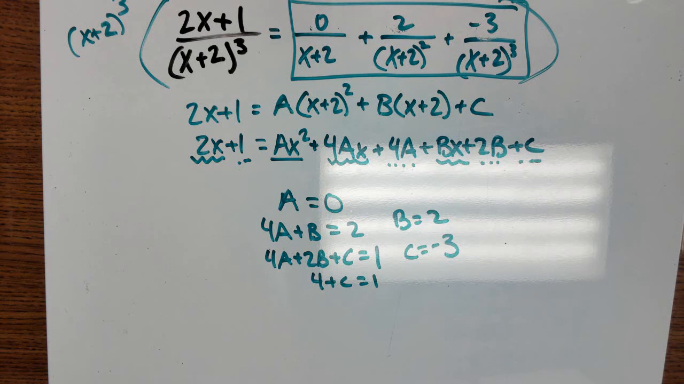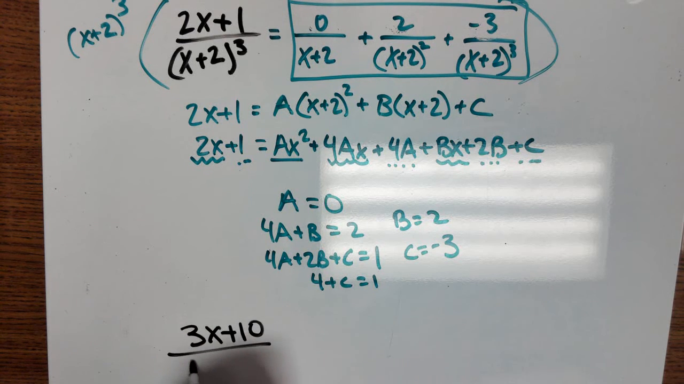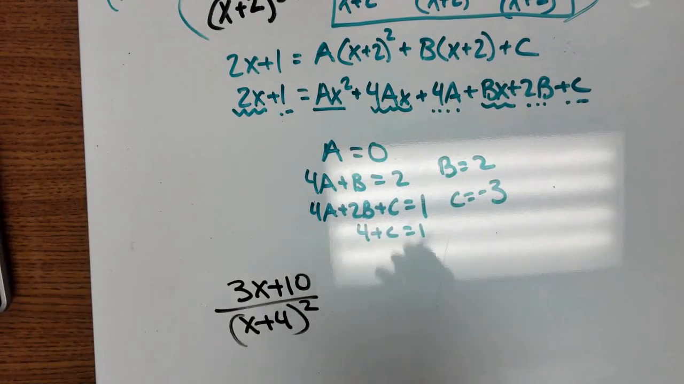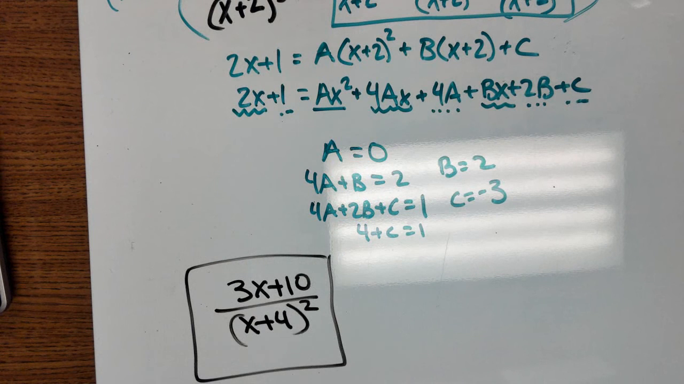Now what I want you guys to do on your own, bring this in tomorrow, and I'm going to check it off. Go ahead and do the partial fraction decomposition of this guy right here. So 3x plus 10 over x plus 4 squared. Finish that out, bring it in tomorrow, and we'll check them off.